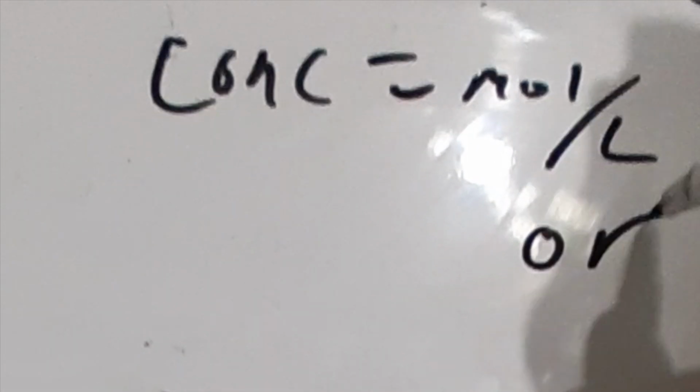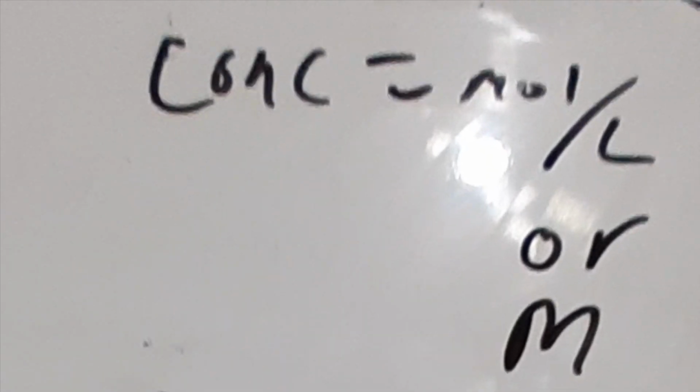It is also good to know that pH is a dimensionless quantity. Therefore, it generally has no units. And the units for concentration are either mole per liter or molarity, which is M, capital M.